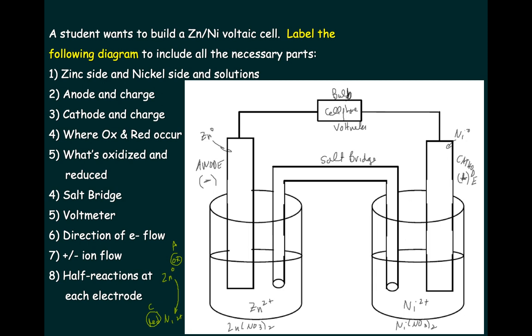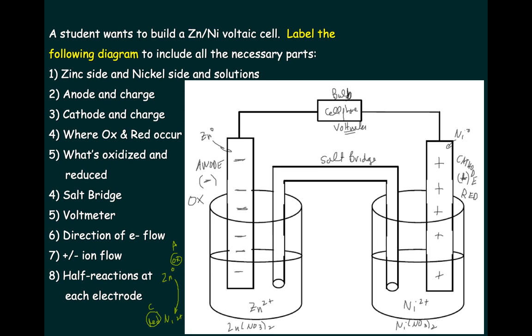Oxidation always takes place at the anode. Reduction takes place at the cathode. Again, this is going to be your minus, the minus part of the battery is here. Your positive part of the battery is here. My salt bridge is going to be in the middle. I took care of that. My voltmeter is here, or your bulb or whatever. A voltmeter is simply a meter that shows us how electrons are flowing.